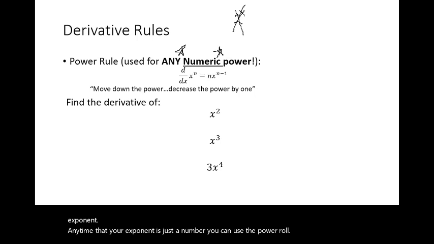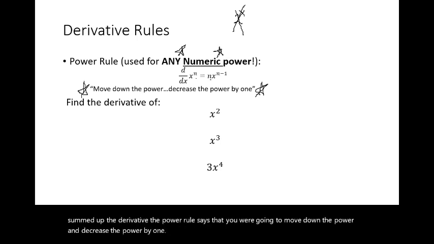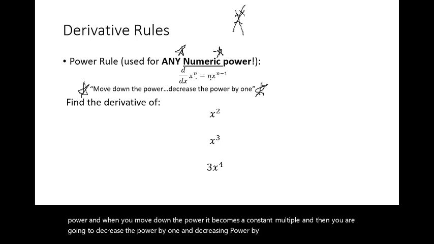So the power rule goes like this. If you're taking the derivative of some x to some power n, it is going to be n times x to the power of n minus 1. Summed up, the power rule says that you are going to move down the power and decrease the power by 1. So that's the power rule, and this will work for any numeric power. All you do is move down the power, and when you move down the power, it becomes a constant multiple. And then you are going to decrease the power by 1, and decreasing the power by 1 means subtracting 1.